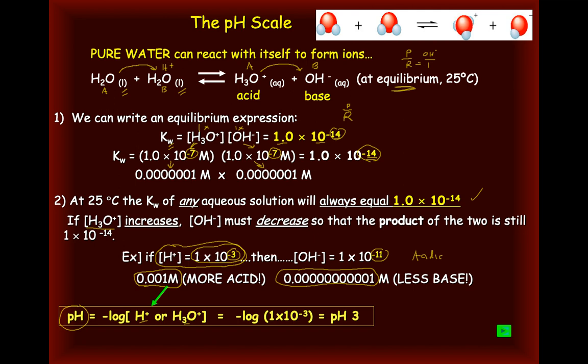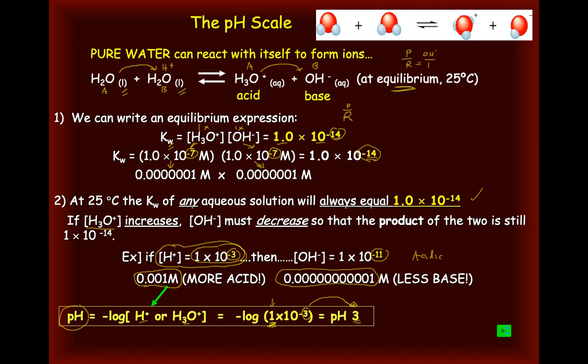Now again, as long as this number has a 1 in front, then you don't need to use your calculator. If this number is a 1, then you can just take the exponent, and that becomes the pH. To repeat, if this number is a 1, you only have to take the exponent of the acid concentration, and that becomes the pH.